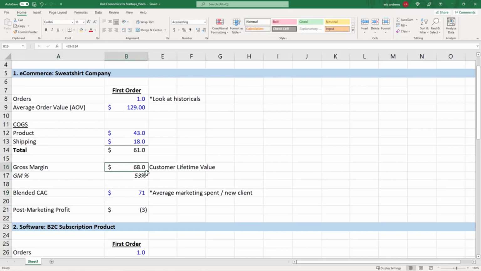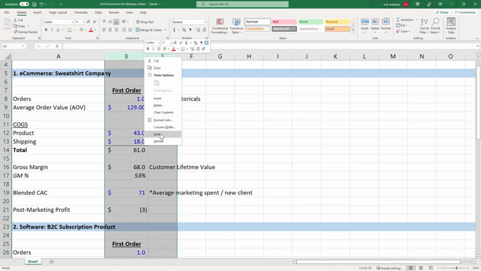So we made $68 on the customer, but we actually had to spend $71 to get that customer to buy. So after marketing, our post-marketing profit is actually negative $3. We lost money. So at first glance, you would say, okay, this is not a good business because it actually loses money after you do the marketing.